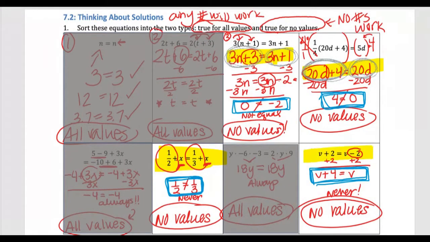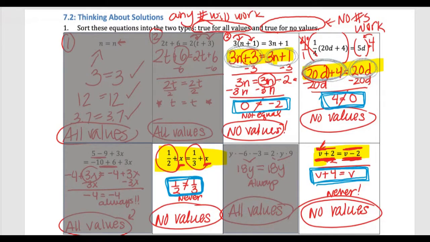And the same thing on the last one here. If I have v and I'm adding 2 to the v, it's never going to be the same as if I subtract 2 from a v. No matter what number my v is, adding 2 is never going to be the same as subtracting 2.